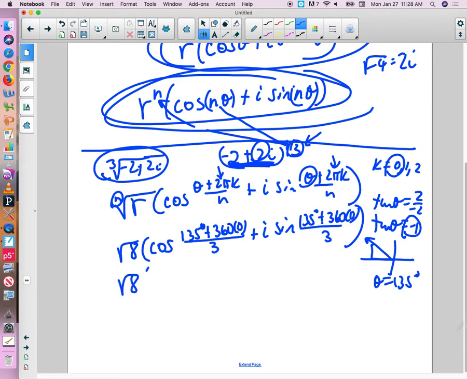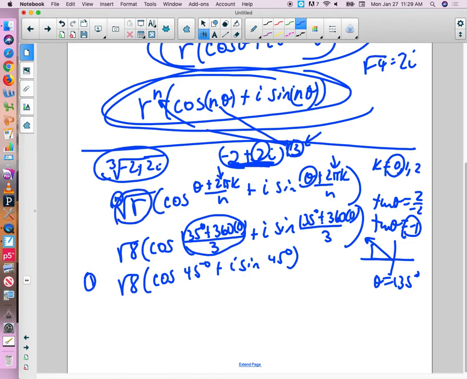So I'll explain it as we find them. So this is the square root of 8. This is the cosine of 135 plus 0 divided by 3 is 45. i sine of 45 is my first answer. Oh, I'm sorry. I was supposed to say r, which is the square root of 8. So I'm taking the cube root of the square root of 8, which looks really ugly, as would the cube root of 2 root 2 look really ugly.